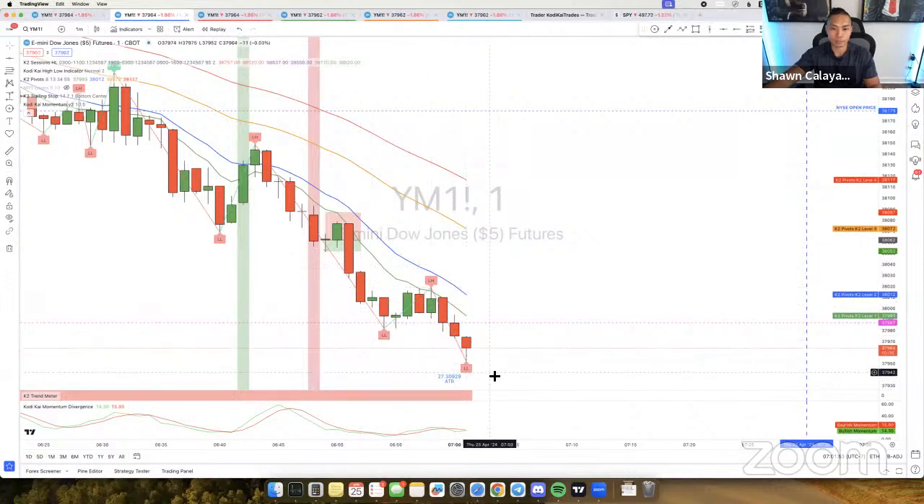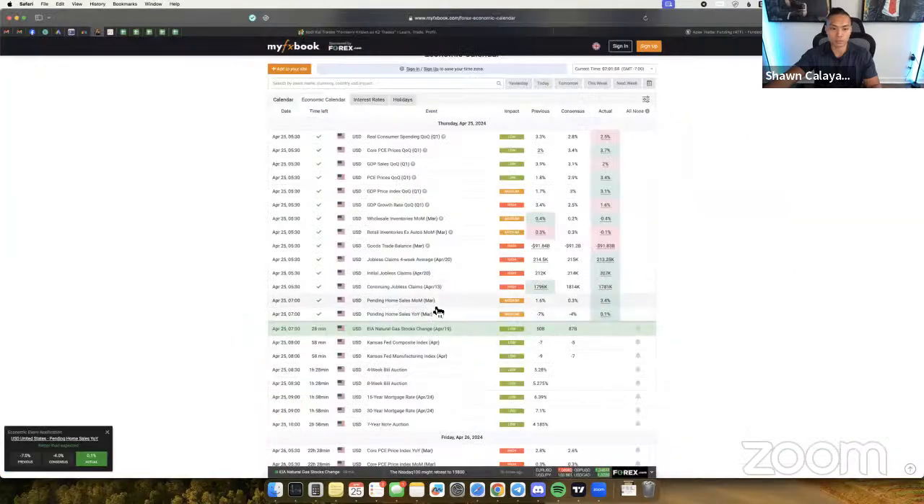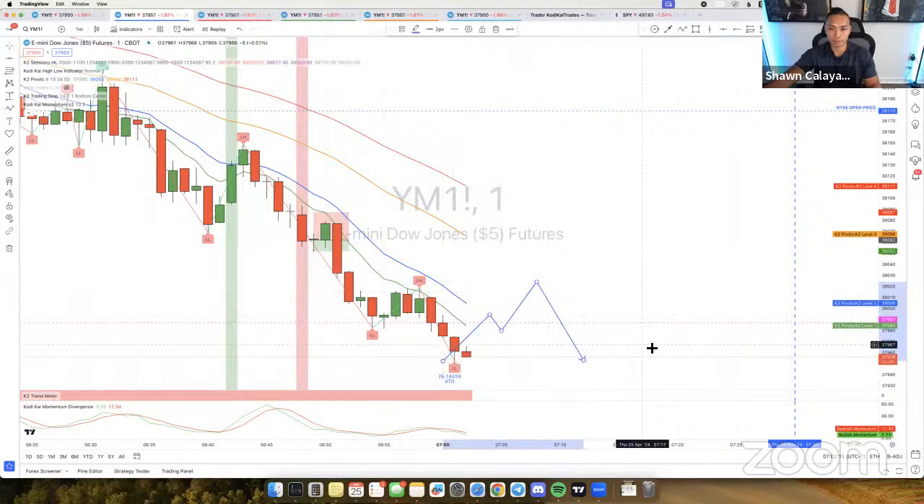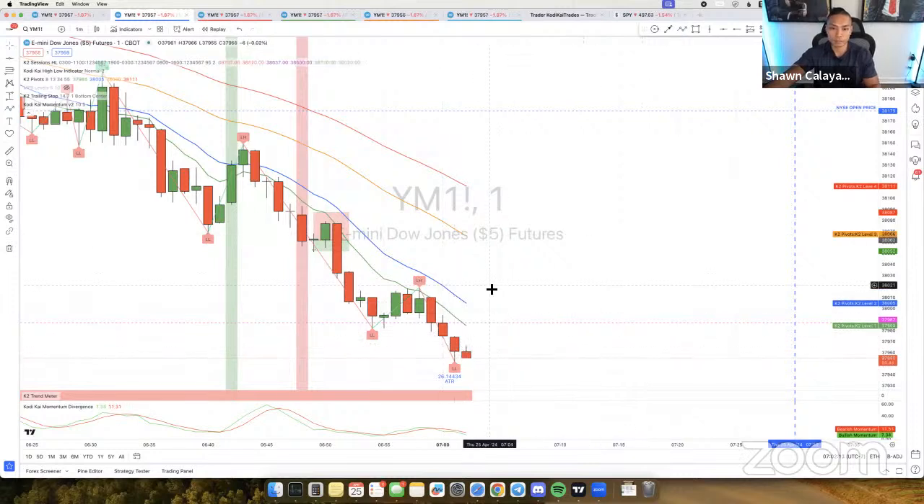The price is still dropping, but with that news release right there, it's both positive. So pending home sales month over month and pending home sales year over year, both positive for the release today. We'll see if this here swings back up, which is completely fine. It's supposed to swing up anyways. So I'm looking for it to swing up and then come back down. If it doesn't swing up, I'd wait for it to possibly swing up, at least a little bit for retracement.